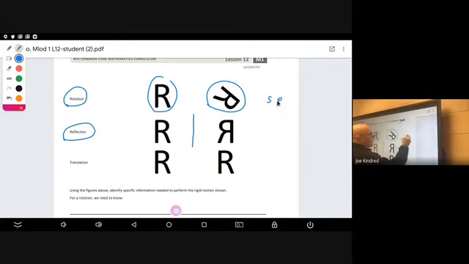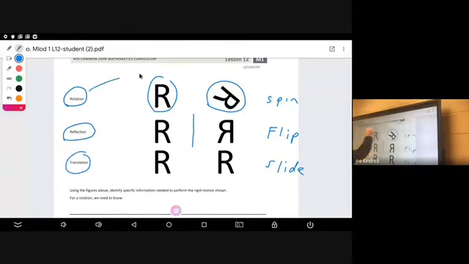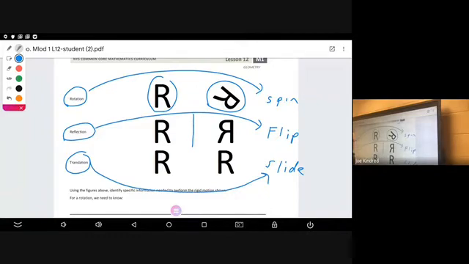So we can think of a rotation as a spin. We can think of a reflection as a flip, another way to say it, and we can think of a translation as simply a slide. You're sliding it. So those are 3 words that we can associate with the 3 rigid transformations that we're looking at today. So a rotation is a spin, a reflection is a flip, and a translation is a slide. Easy concepts.